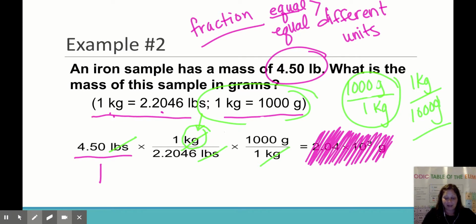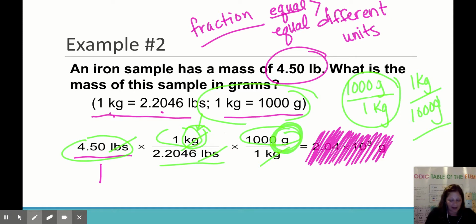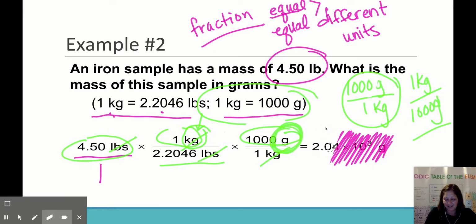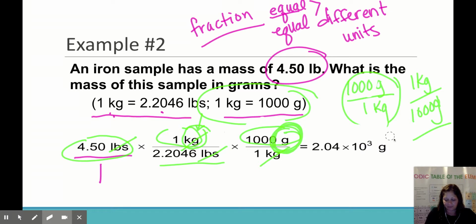So to get my answer, I will do 4.5 times 1 times 1,000 divided by 2.2046. That will give me my final answer. And because grams is the unit that has not been canceled out, that is the unit that goes with my final answer.